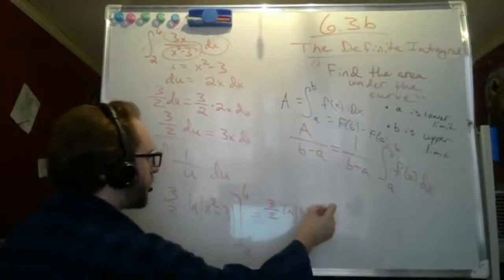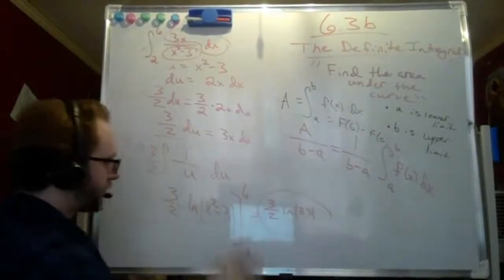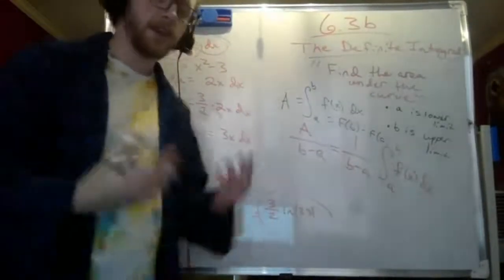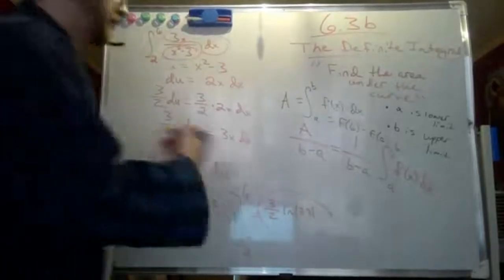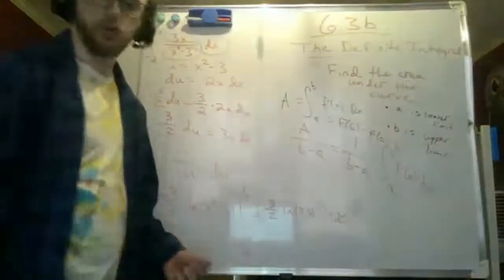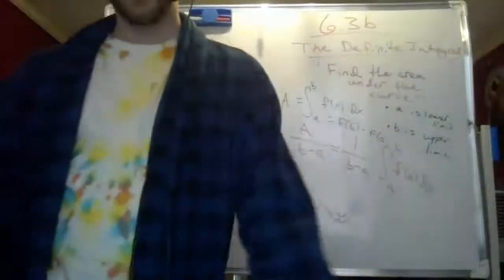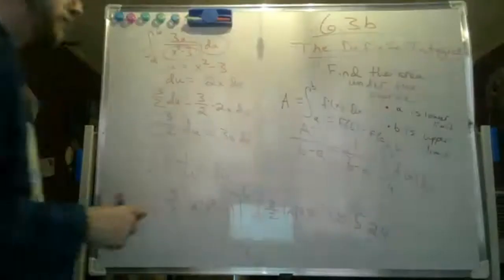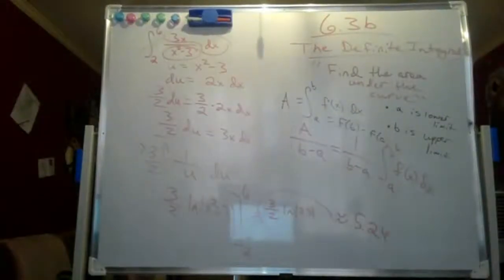So this right here is our final answer, and that's a perfectly good, valid answer right there. So 3 halves times the natural log of 33, even though that doesn't really look like a regular number, well, you could try to approximate it as a decimal. If you plug it into a calculator, you're going to get something like 5.24. So either of those are good answers.